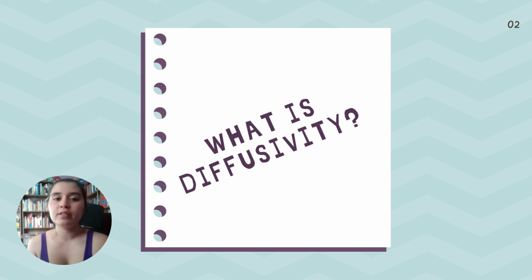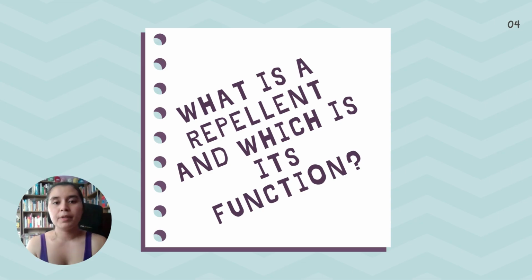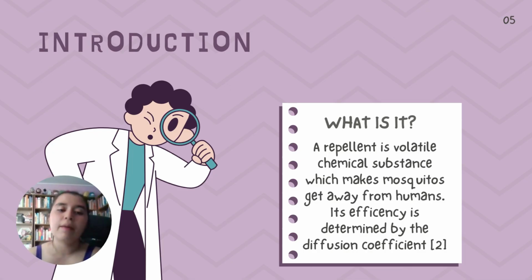First of all, to introduce our subject, we are going to explain what diffusivity is. This property refers to the ease with which molecules of a solid move in a medium. But it is also important to explain what a repellent is, what its function is, and the relation it has with diffusivity. A repellent is a volatile chemical substance which makes mosquitoes get away from humans, and its efficiency is determined by the diffusion coefficient.